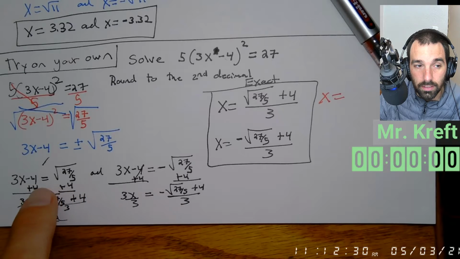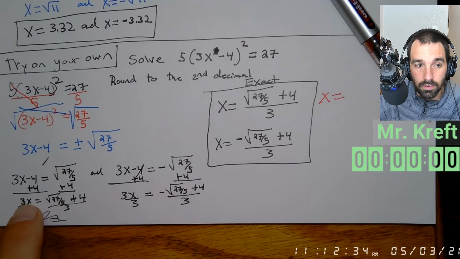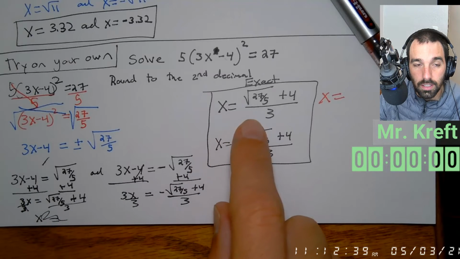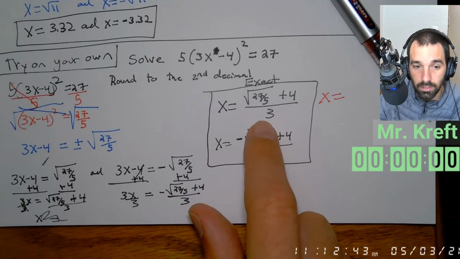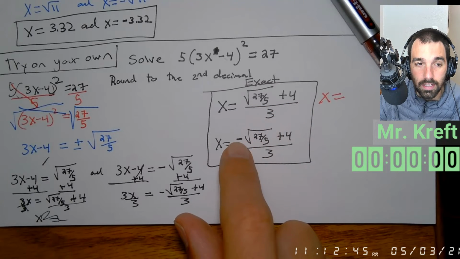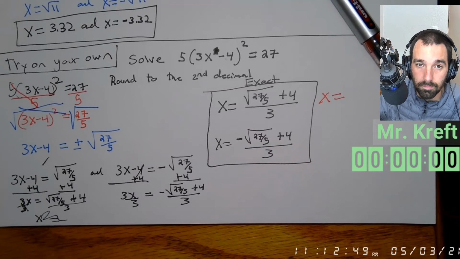So then I just solved for x, right? On both of these, I added 4 to both sides. And then I had 3 times x, so I divided both sides by 3. So you can see here, I have the square root of 27/5 plus 4 divided by 3. And then here I have negative square root of 27/5 plus 4 divided by 3.